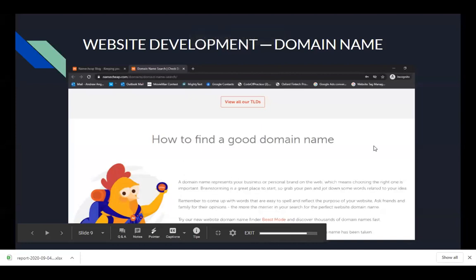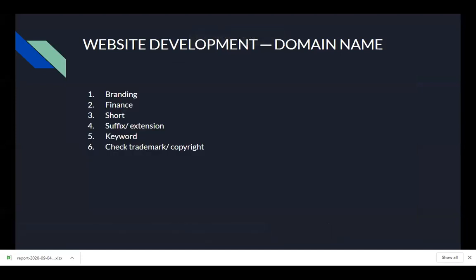Okay, how to find a domain name? These are a few things that you might want to remember. Very important: your branding, and money, because some keywords are very expensive. Some cost a few $100,000. So in terms of finance, how much are you willing to pay? It has to be as short as possible. Let's say you want a keyword called cannotmakeitla.com.sg. I don't think people want to type that, right? So it's good to be short.